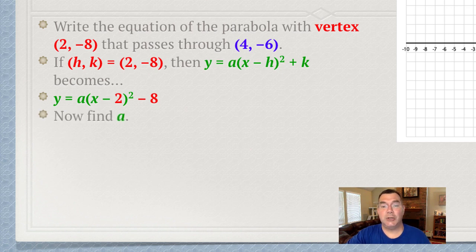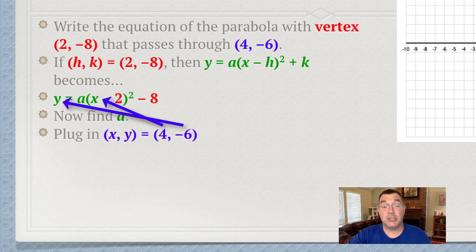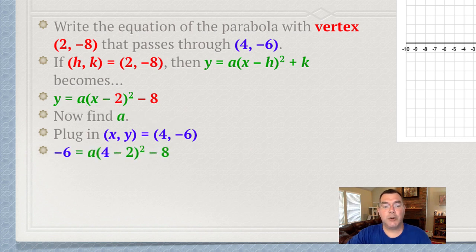So the only thing I need to do is figure out what that a value is, and that's when I use that blue point. The blue point has coordinates (4, negative 6), and I'm going to temporarily replace x with 4 and y with negative 6, just so that I can figure out what a is, but then they'll go back to being x and y. So I replace x with 4 and y with negative 6, simplify, and solve for a. If I solve for a, I get a value of 1/2.